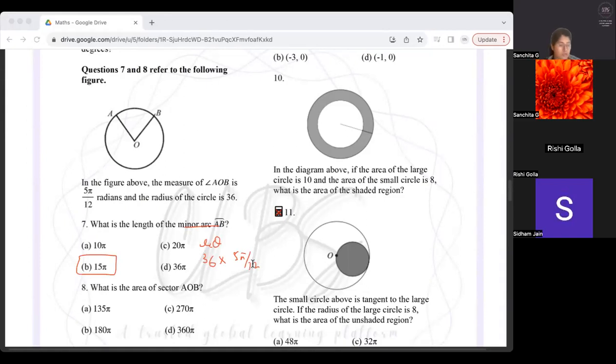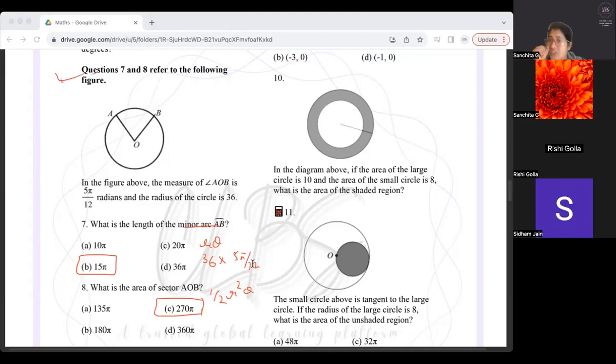Right? 8. What is the answer? Let's go. C. Right. I'll again use my formula half r square theta. You can use part over whole. You'll get the same answer. Okay, you will get 270 pi. Okay, 270 pi.